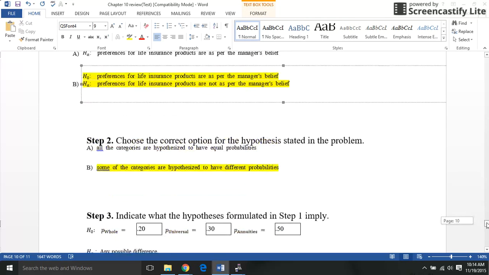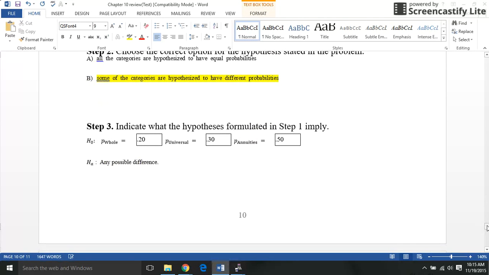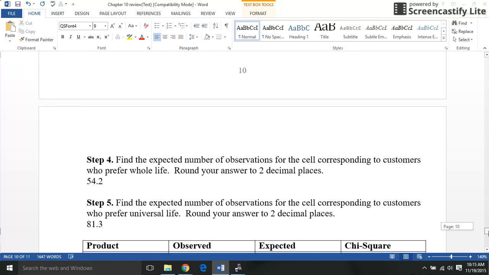Okay, so the next one, you got to pick which one of these is true. And we already knew in there that he believes the proportions or the probabilities are different for these problems. So your answer is B. Some of the categories are going to have different probabilities. And for step 3, you have to put what they are. So all I did is I converted those percentages into decimals. 20% for whole life is now 0.20, and 30% is now 0.30 for universal. And then you can do annuities, and that's how you fill that in.